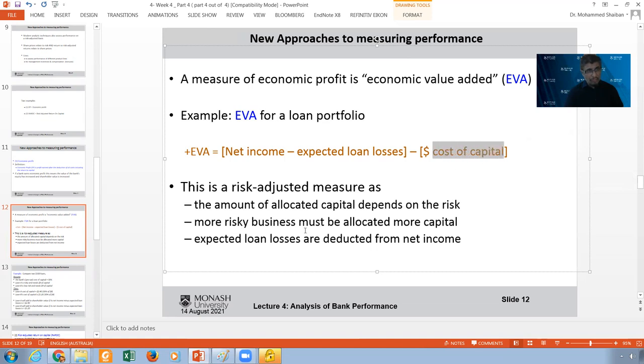So more risky business must allocate more capital. Expected loan losses are deducted from the net income. So you take the net income and you take the expected losses, and the cost of capital is actually the capital for the unexpected losses. So the higher the risk of a loan, the higher is this one, and therefore this formula should be fair to measure the economic added value.